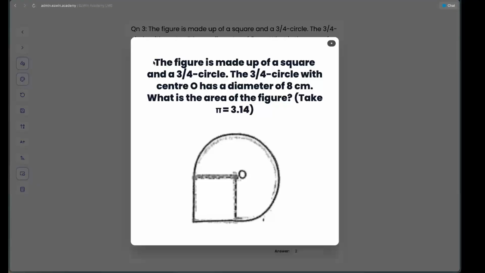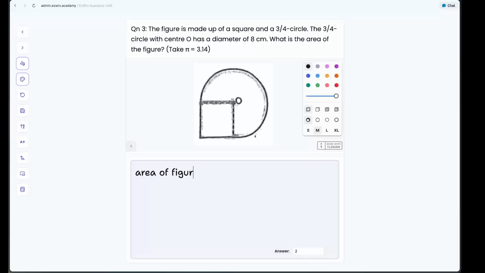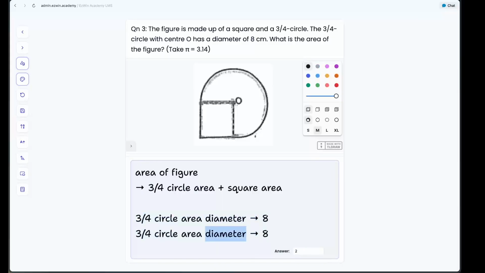Question 3. The figure is made up of a square and 3/4 circle. The 3/4 circle with center O has a diameter of 8 centimeters. What is the area of the figure? Take pi as 3.14. So the area of figure is basically 3/4 circle area plus square area. So the 3/4 circle area diameter is equal to 8. So the radius will just be half of it, which is 8 divided by 2. And this will give us 4.